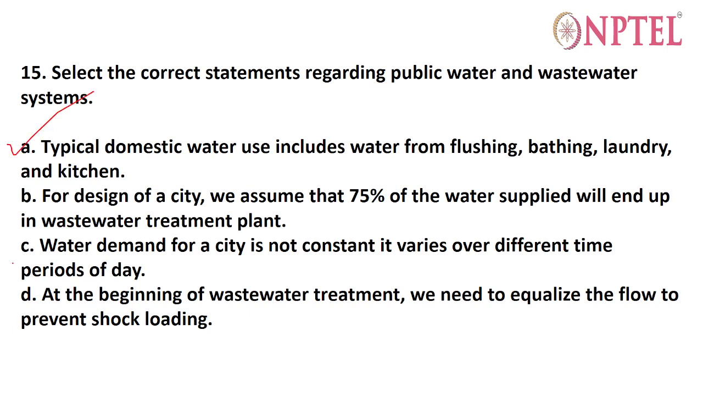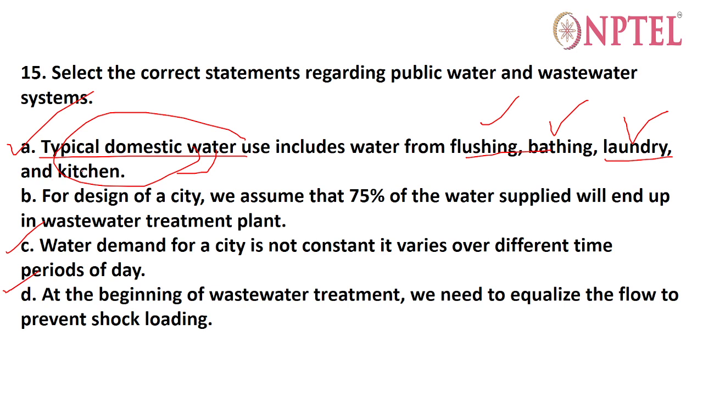So most of you are saying A, C, and D, right? So typically, domestic wastewater use includes water from flushing, bathing, and laundry. That's very correct. That's the general understanding of domestic water. So it will come from flushing, bathing, and laundry, and kitchen also. And the water demand for a city is not constant. It varies over different time periods of the day.